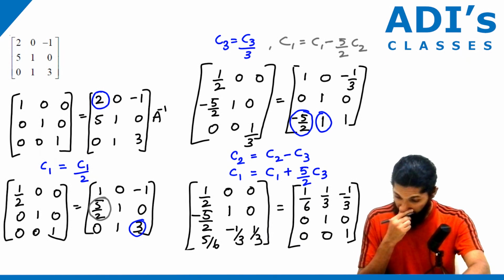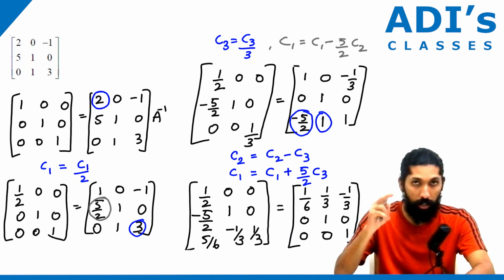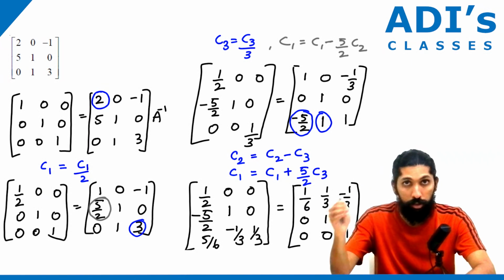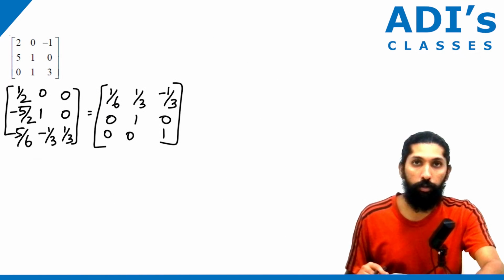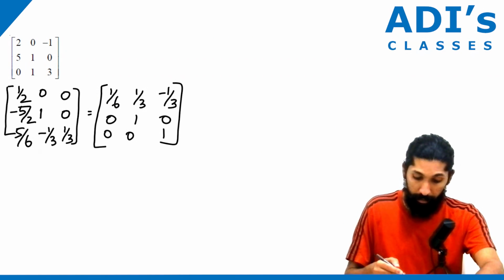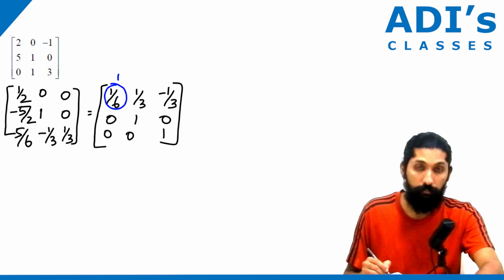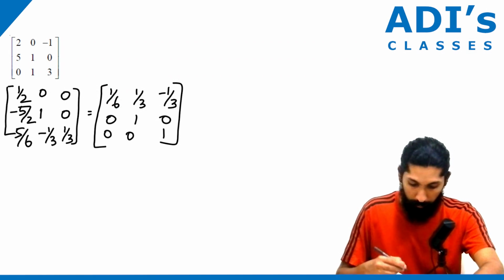Now you have the second row and the third row. Both of these rows are already in the proper form. Only the first row we need to change, isn't it? So let's do the math now. This is what you have, correct? Now here I need to get 1. We need to get 1, correct? So if you need to get 1, what will we do?